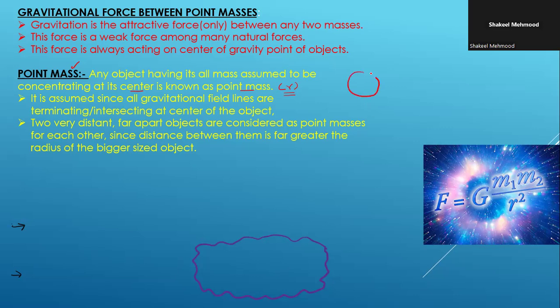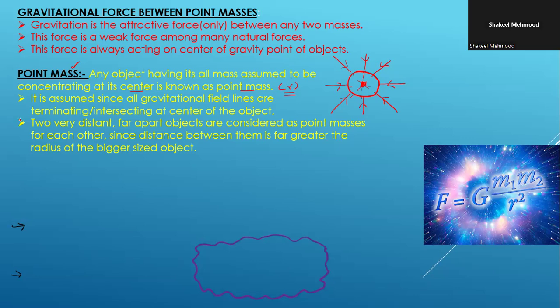So let's say this is planet Earth. If you plot all the gravitational field lines, they are intersecting at one point, which is the center of that planet. So that's why we can say that Earth is a point mass, because its mass is assumed to be located at the center. Why? Because all the gravitational field lines are intersecting at that point.